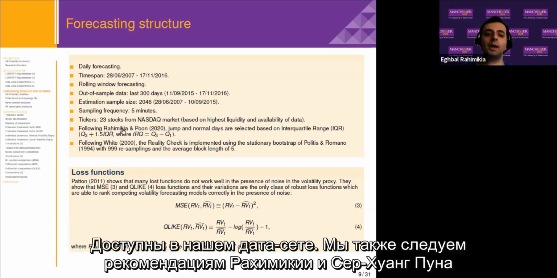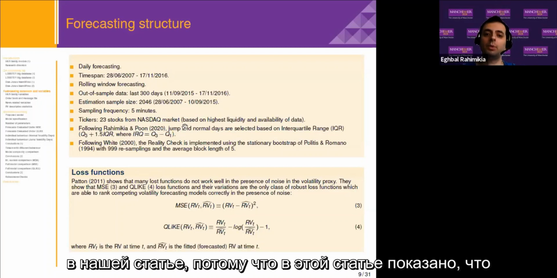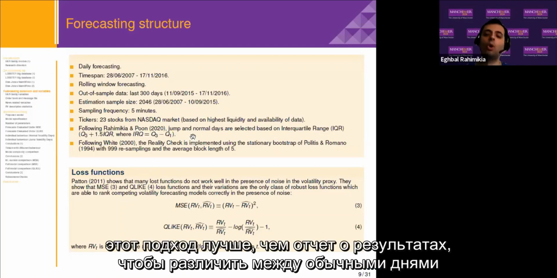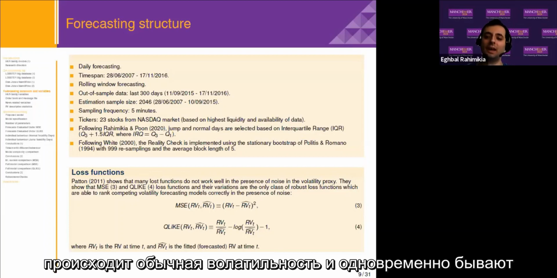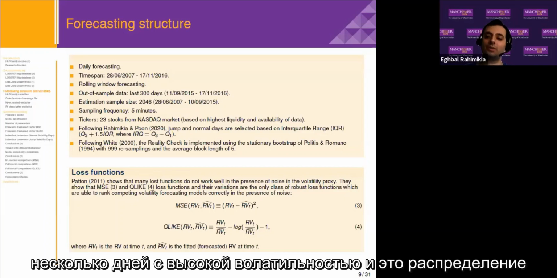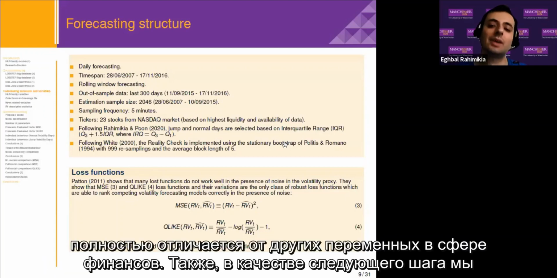Also, we are following our paper, Rahimikia and Poon, because this paper showed that for realized volatility, it's better, when reporting the results, to discriminate between normal days and jumps, because this is one of the main features of volatility. We have many days with low volatility and few days with high volatility, and this distribution is totally different from other variables in finance.